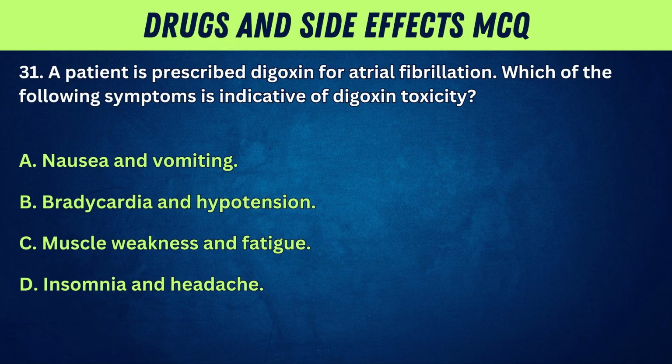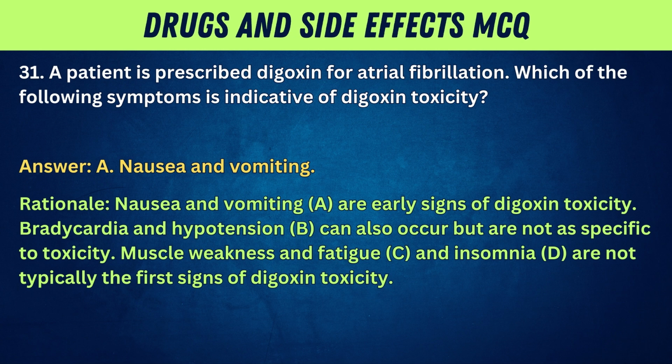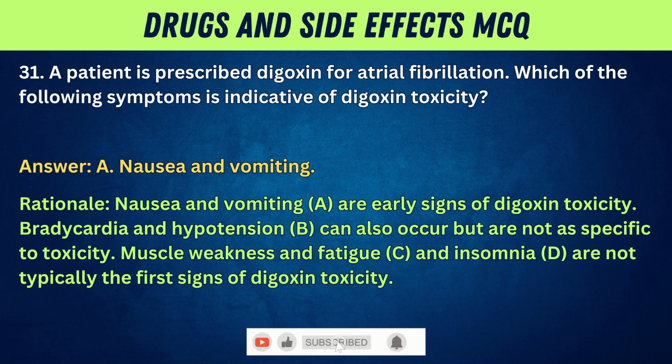31. A patient is prescribed digoxin for atrial fibrillation. Which of the following symptoms is indicative of digoxin toxicity? A. Nausea and vomiting. B. Bradycardia and hypotension. C. Muscle weakness and fatigue. D. Insomnia and headache. Answer: A. Nausea and vomiting. Rationale: nausea and vomiting, A, are early signs of digoxin toxicity. Bradycardia and hypotension, B, can also occur but are not as specific to toxicity. Muscle weakness and fatigue, C, and insomnia, D, are not typically the first signs of digoxin toxicity.